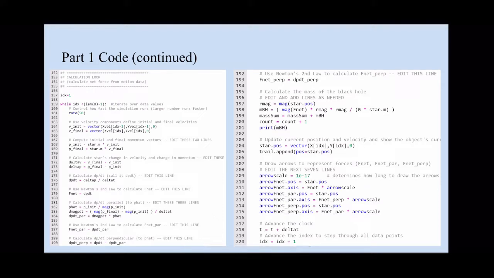I applied the formulas that I previously discussed to calculate the parallel and perpendicular components of the net force, and I also added lines here and used my formulas that I discussed to find the mass of the black hole, which I found to be 9.995 times 10 to the 33 kilograms. These are my visual and numerical results from Part 1, and as you can see, the mass is shown here.